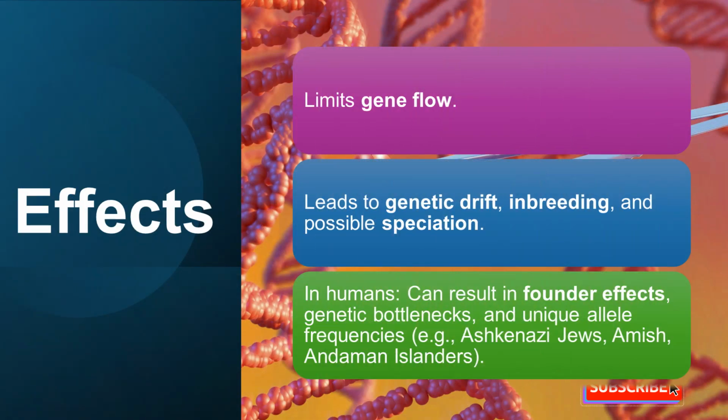Effects. Limits gene flow. Leads to genetic drift, inbreeding, and possible speciation. In humans, it can result in founder effects, genetic bottlenecks, and unique allele frequencies, e.g., Ashkenazi Jews, Amish, Andaman Islanders.